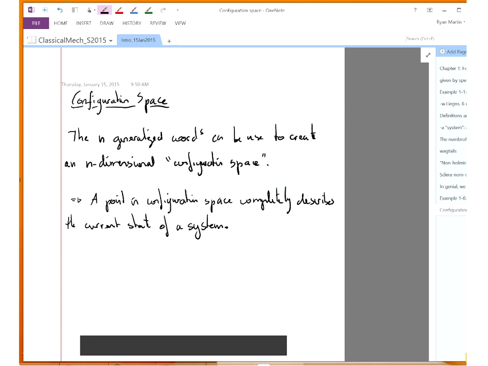This is in contrast to something that we'll see later on in the course called phase space, where the position in phase space tells you both the current state of the system and where it's going to end up. Okay, but that's for a few months from now.